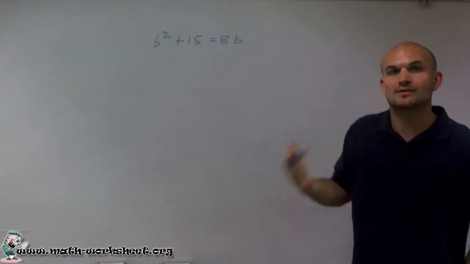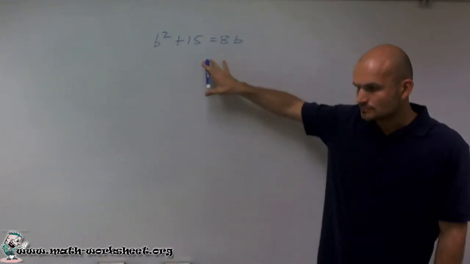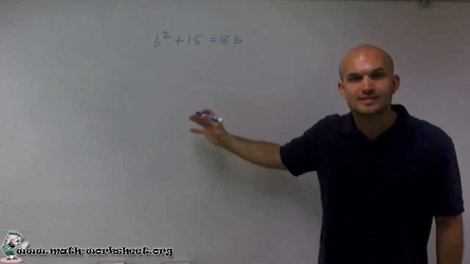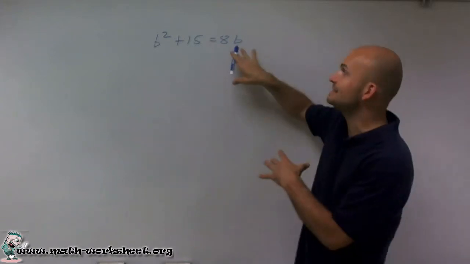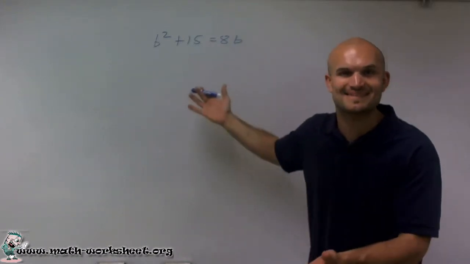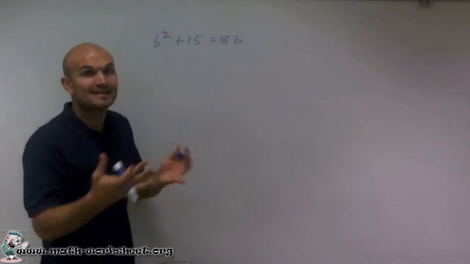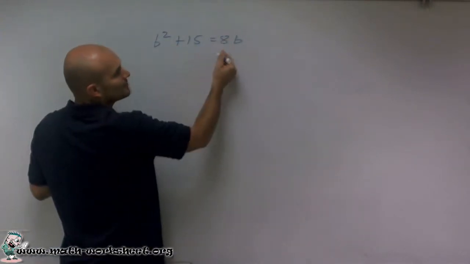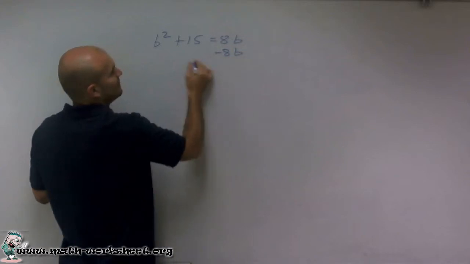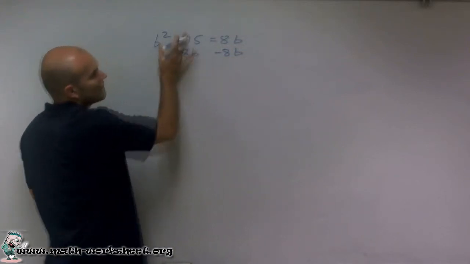Whenever I'm solving, I need to make sure I isolate my variable. By isolating a variable, I need to make sure I at least have my variables on the same side of the equation, right? So right here I have a b squared and an 8b. I need to get these on the same side. What I'm going to do is subtract the 8b on both sides. Therefore, I can get it on the left side.